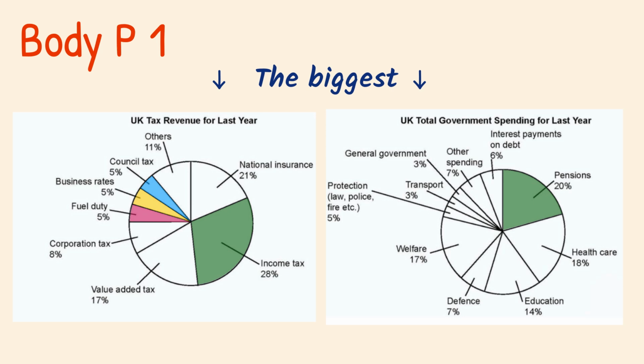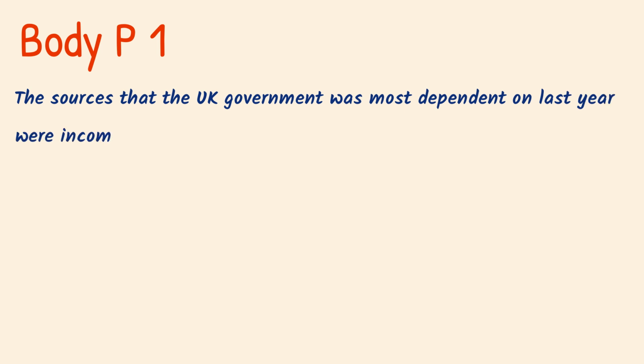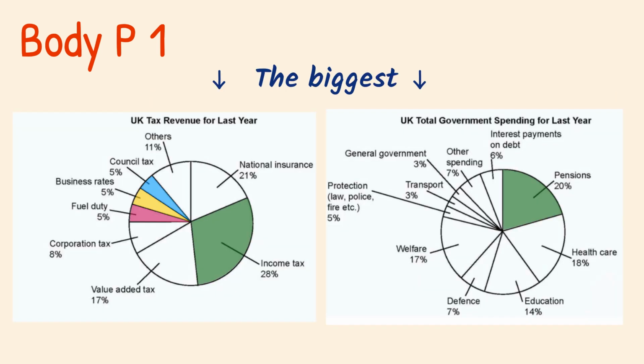One thing which is important here is that there are a lot of percentages. So we should mention all of them, but we should change our sentences. We should change the structure of our sentences so that our report will not be repetitive. So we start by writing something like this: the sources that the UK government was most dependent on last year were income tax. One thing we should mention here is the most dependent sources, which were national insurance, income tax, and value-added tax. And the sources that contributed the least, which are the others, like fuel duty or corporation tax.